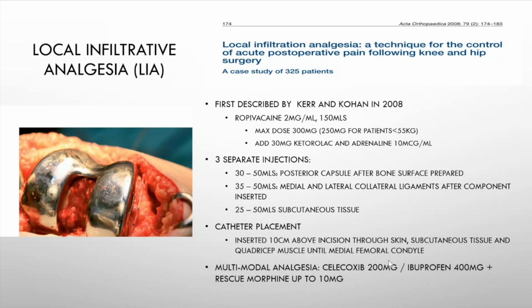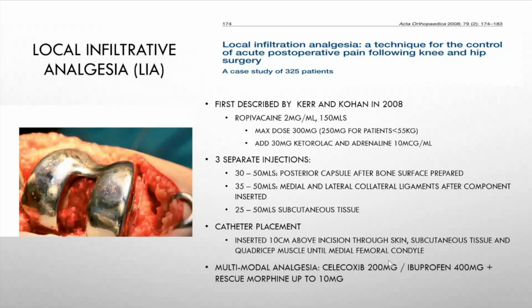What I found is that periarticular injection was first introduced by Kerr and Cohen in 2008. They used very high dose ropivacaine, 400 milligrams maximum.